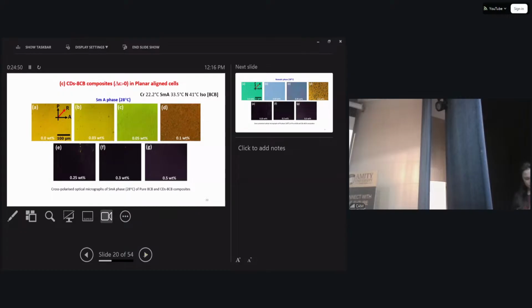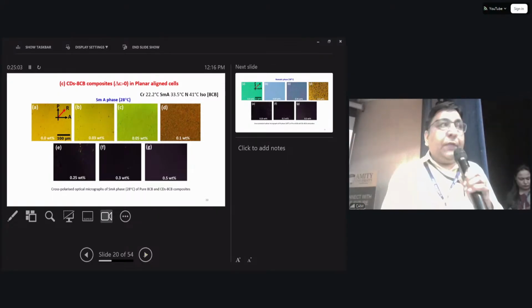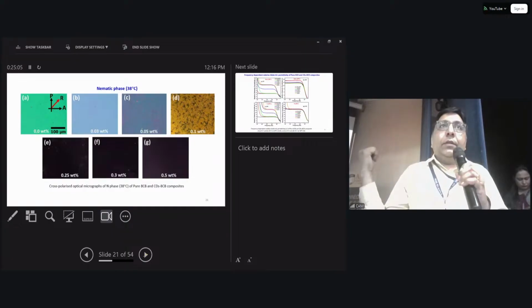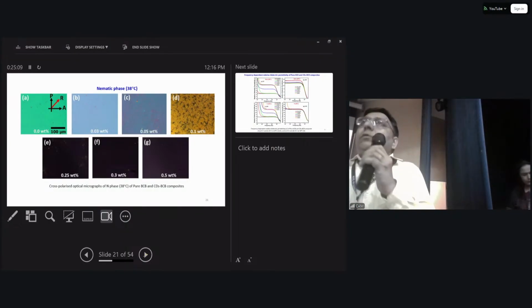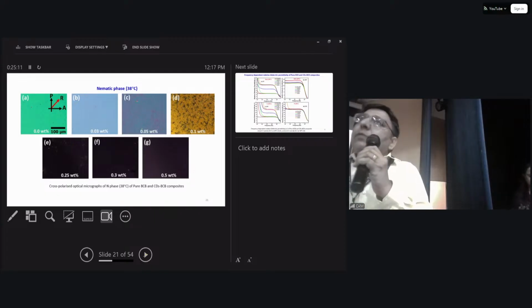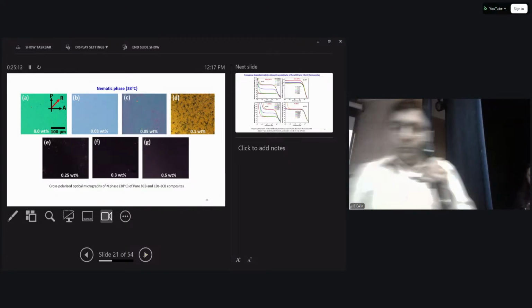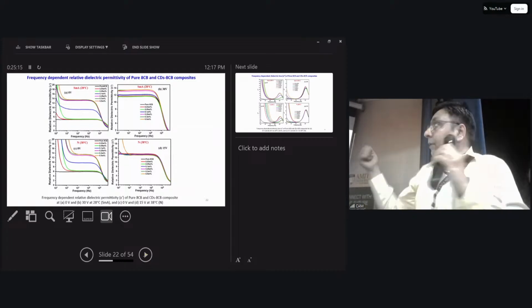But what we found is that as we increase the concentration, you can see here at 0.25 and beyond, the sample texture becomes dark, which means it has changed from planar to vertical. When you heat the sample up to the nematic phase, this also shows the same story. It can be changed. In this sample, which has planar alignment, we added these carbon dots, and it gives the same result that we found in the nematic phase. This is again the same thing, confirmation with the dielectric measurement.